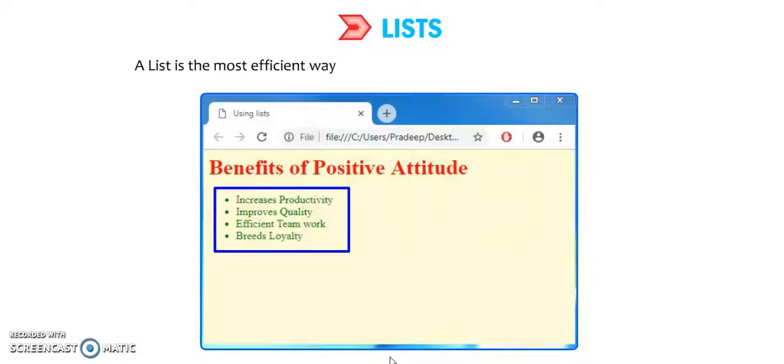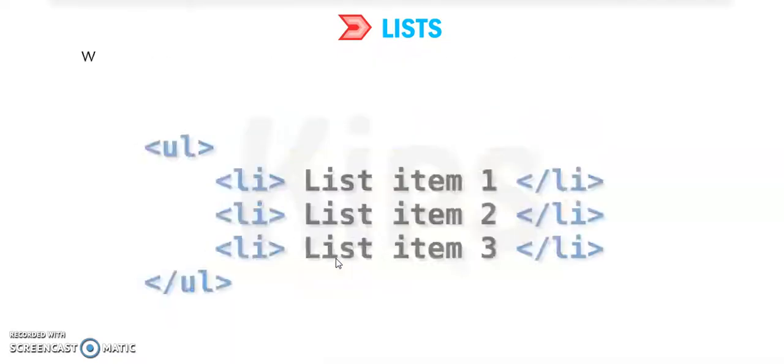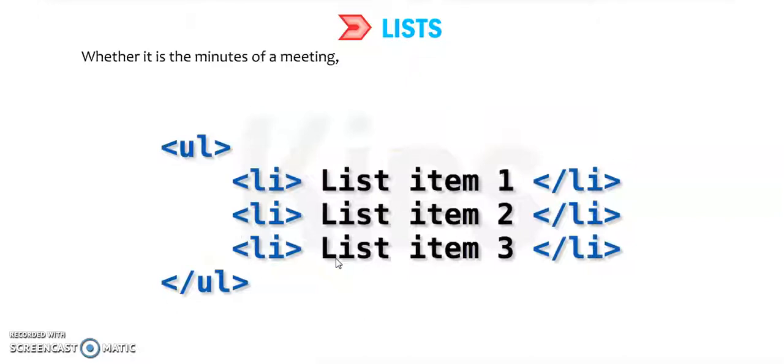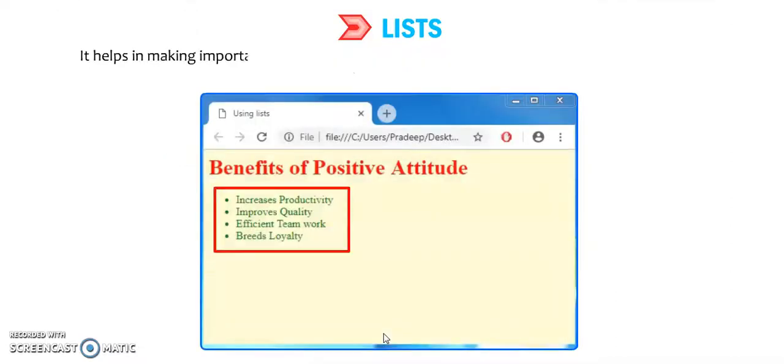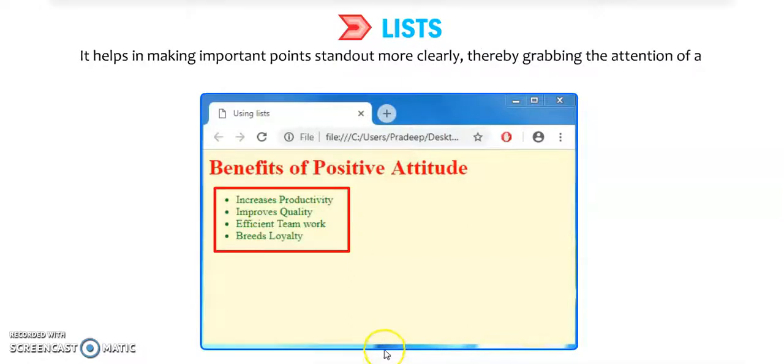So the first element is list. A list is the most efficient way of presenting information in a precise manner. Whether it is the minutes of a meeting, a list of items or the table of contents of a document, you will find the use of a list in all of these. It helps in making important points stand out more clearly, thereby grabbing the attention of a website visitor.